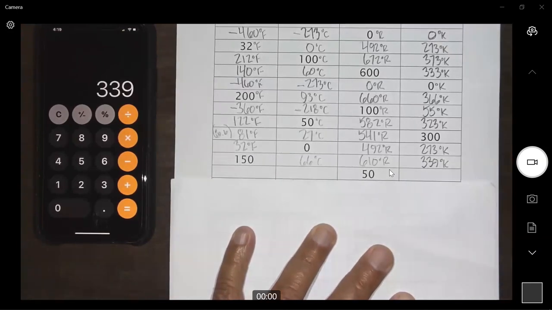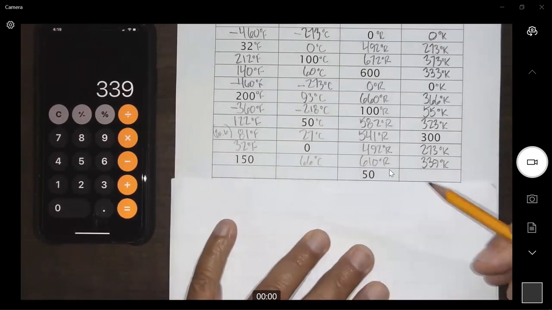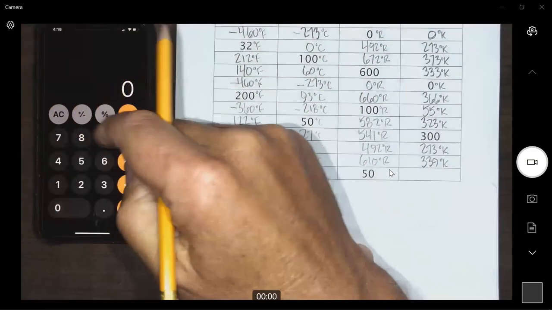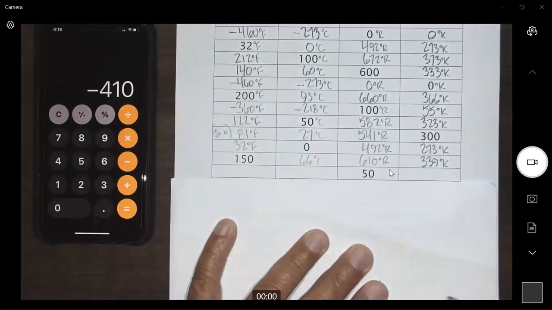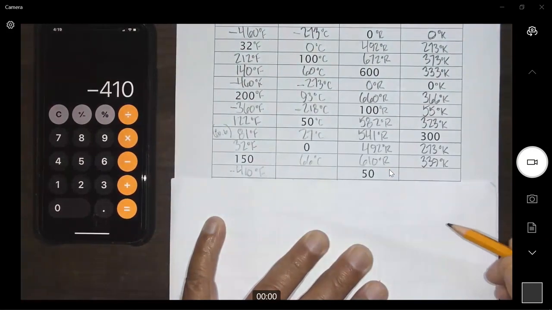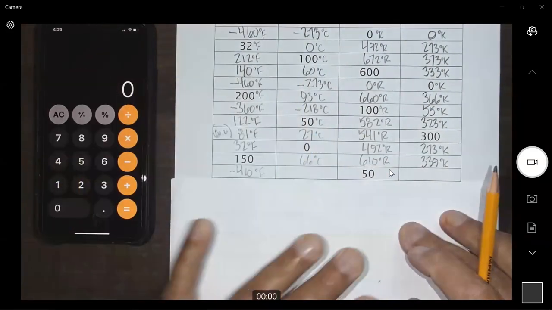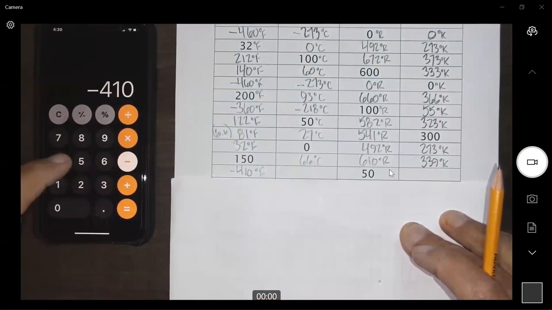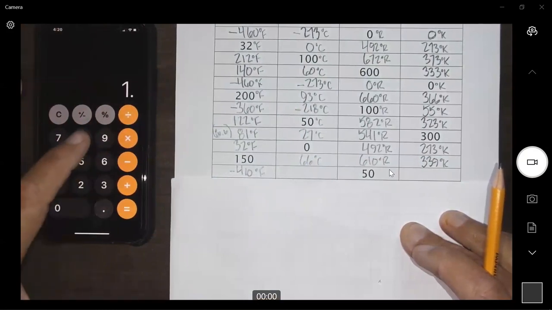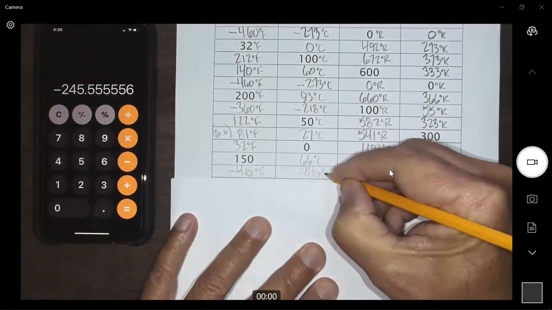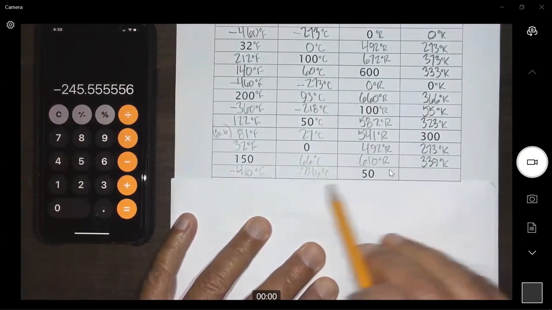Further down. 50. So I want to make that into Fahrenheit. Fahrenheit equals Rankine minus 460. 50 minus 460, minus 410. That's cold. 410 to Celsius. Fahrenheit minus 32 divided by 1.8. Minus 410, oops, that didn't go minus. Minus 410 minus 32 divided by 1.8. Minus 246. Plus 273 to get Kelvin, add 273.